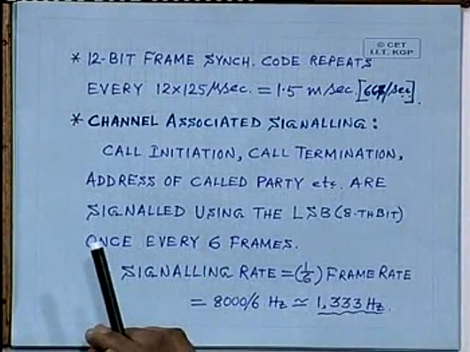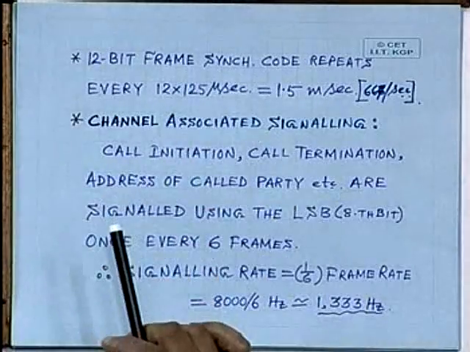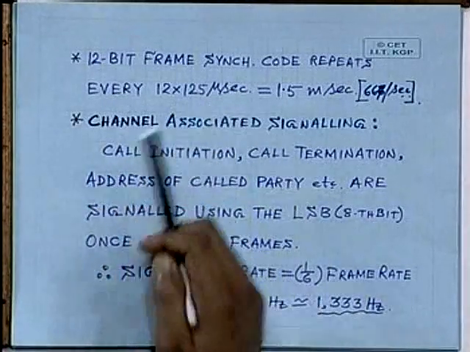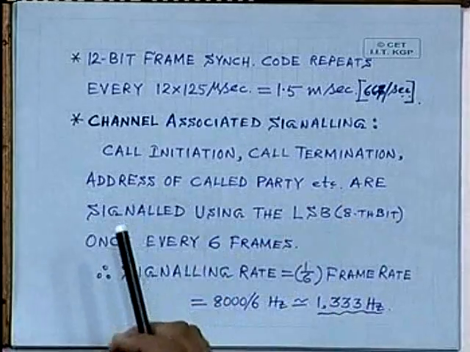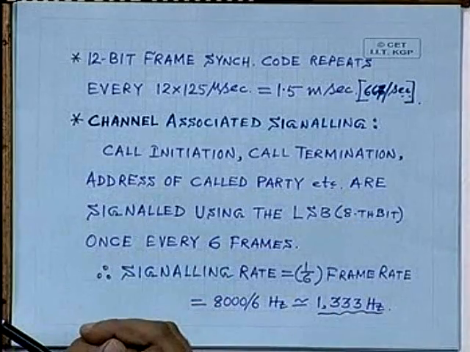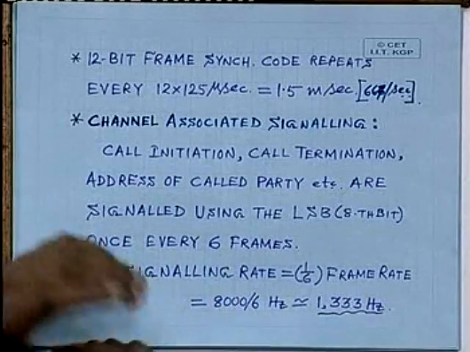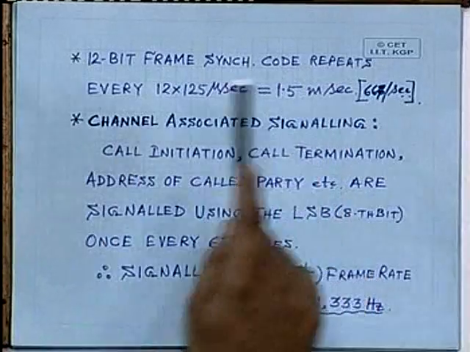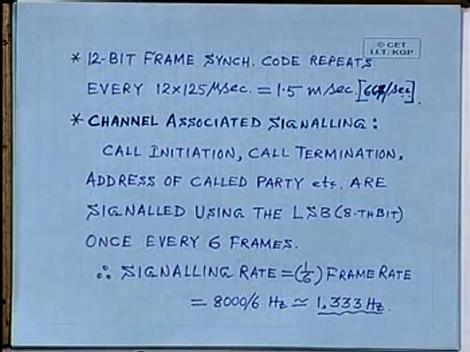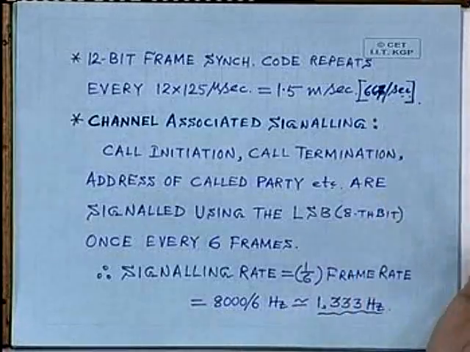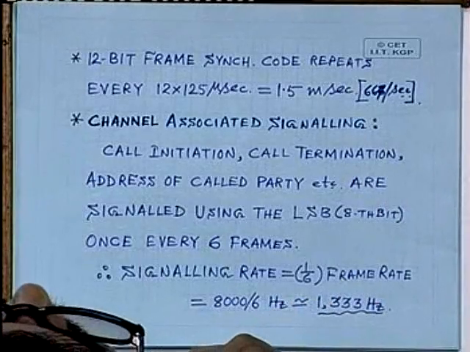It is now easy to calculate that a 12-bit frame synchronization code repeats every 12 into 125 microseconds, that is 1.5 milliseconds. You can see that a group of 12 frames needs only 1.5 milliseconds. So that frame synchronization code, the 12-bit code, repeats every 1.5 milliseconds. It's not a large time at all. So the frame synchronization bit rate, if I calculate, is 667 bits per second.